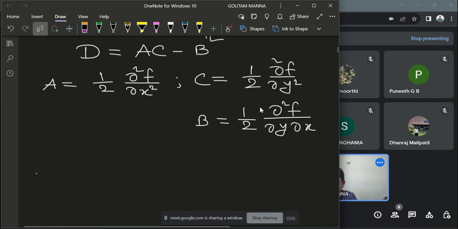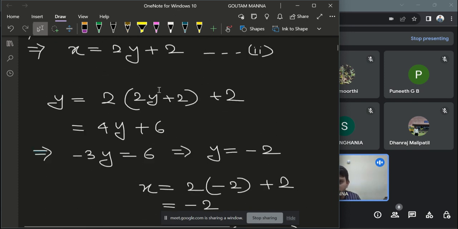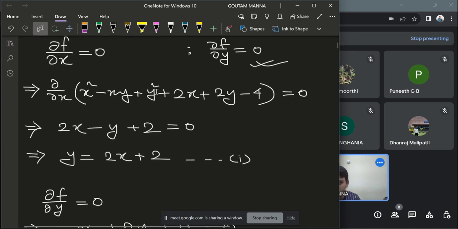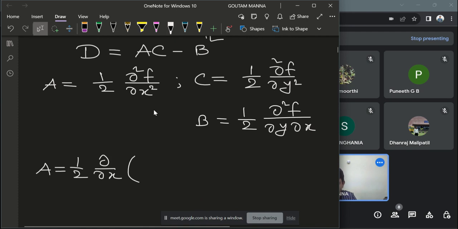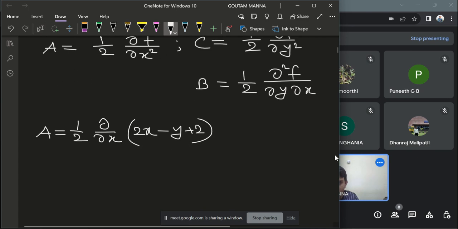Then A will be half of del x of del f del x. Now del f del x we already calculated here. Del f del x is 2x minus y plus 2. Then the del x of this quantity will be only 2, and then there is 1 by 2, so A is 1.